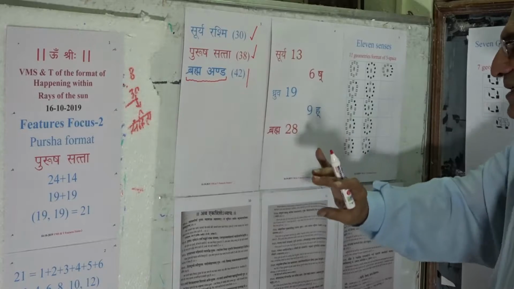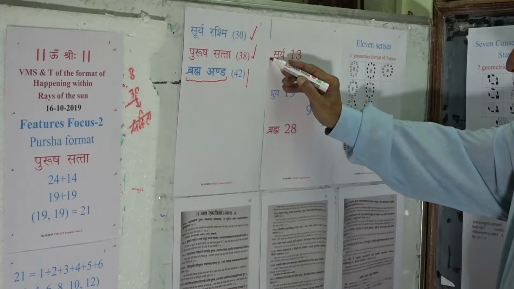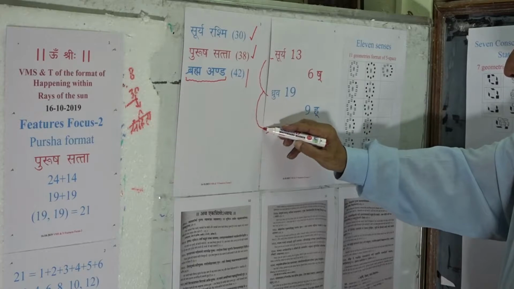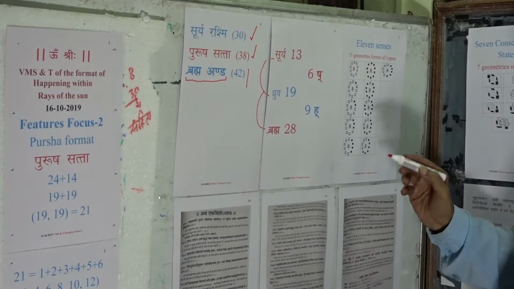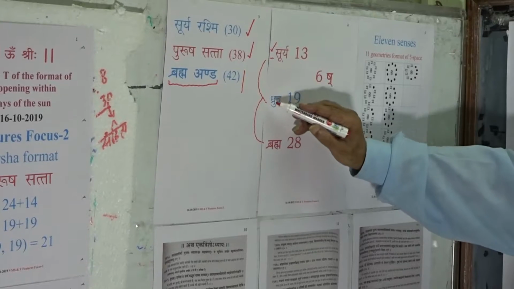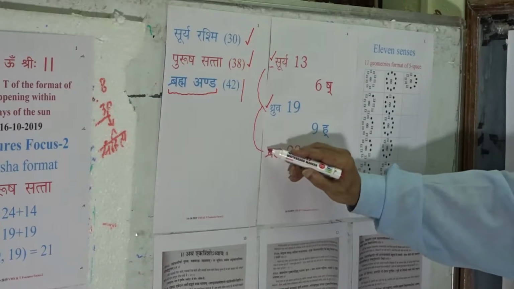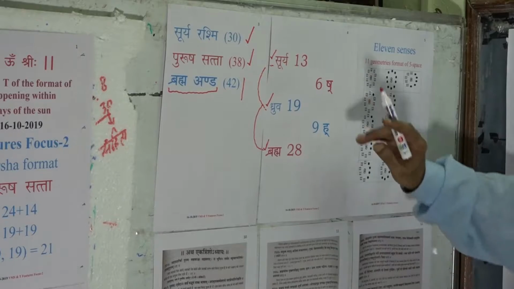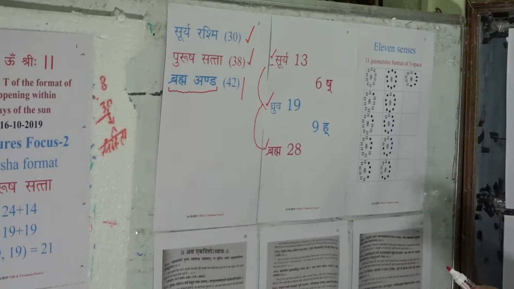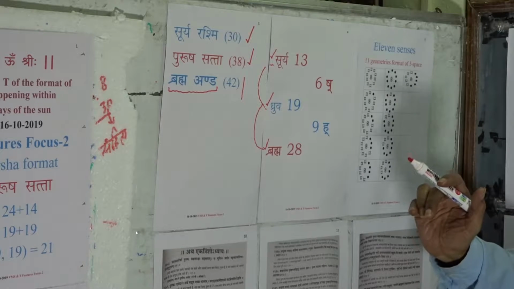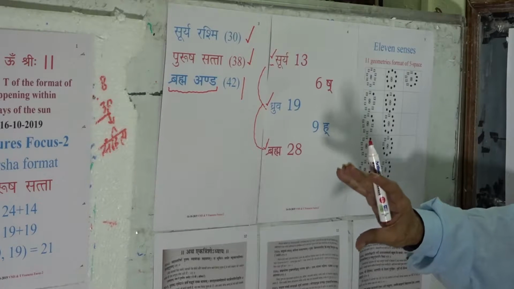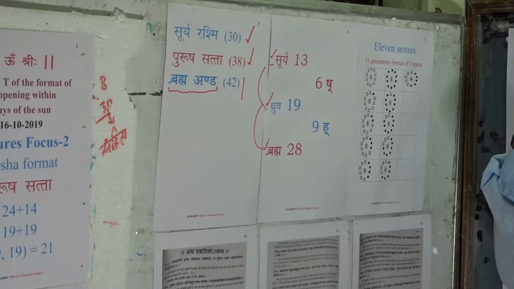The triple sources as such are aimed to be at the triple source pillars of VMS&T. These are Surya, Sun, Dhruv, pole star, and Brahm, eternity. Sun, pole star, and Brahm, eternity, are the triple source pillars of this format.